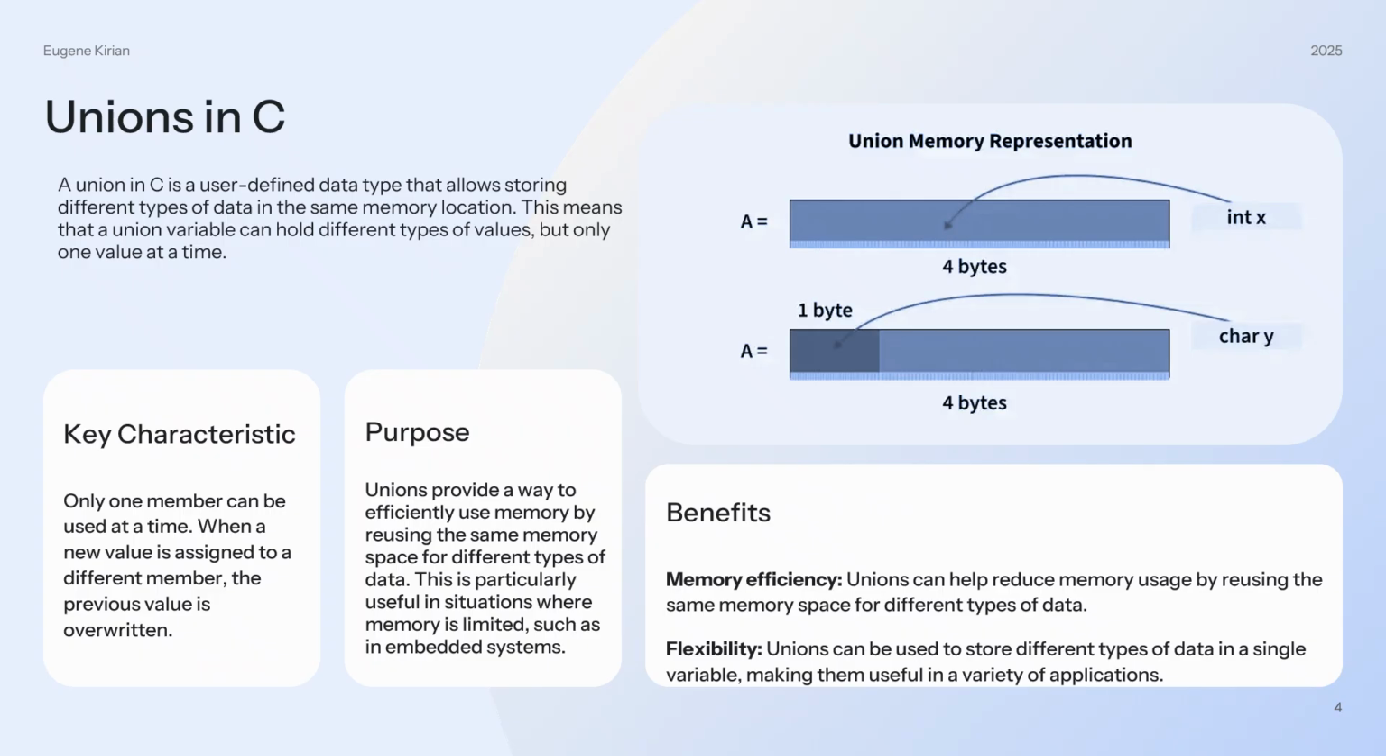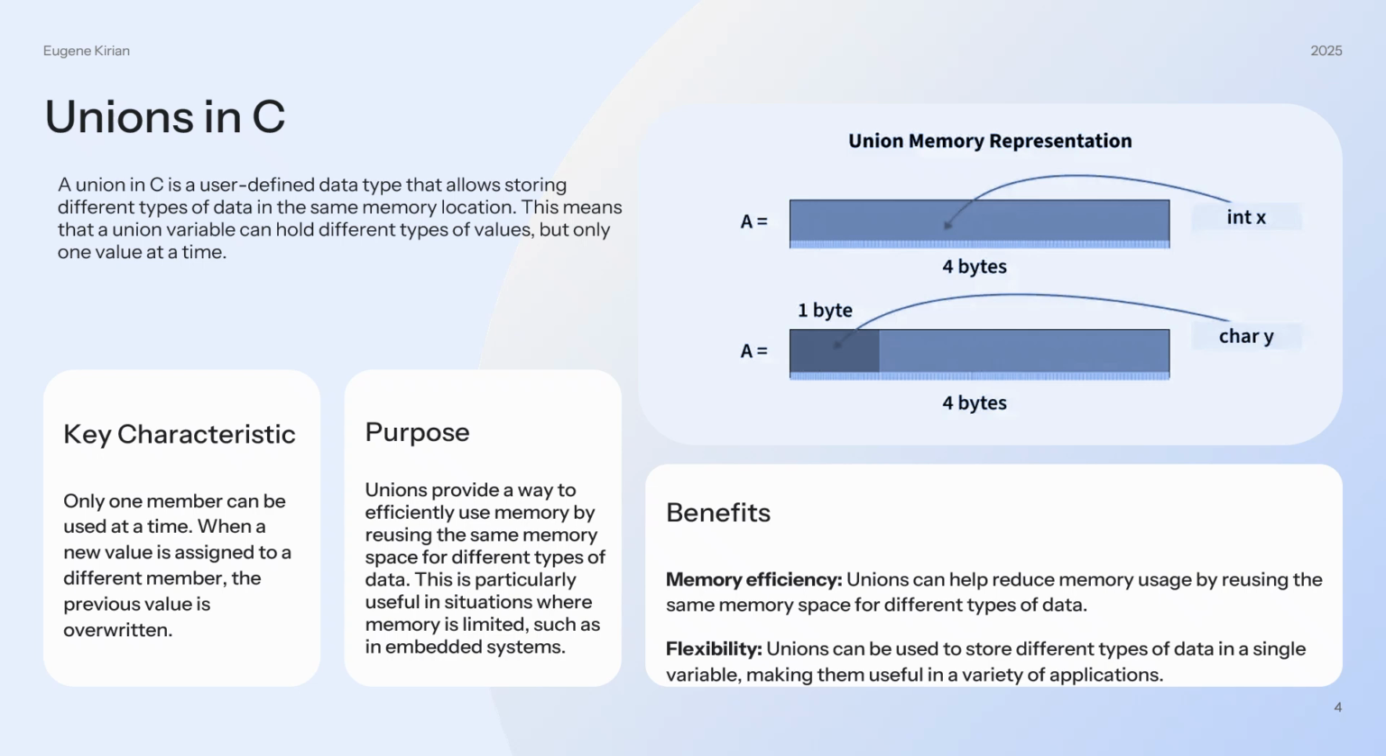In C programming, a union is a user-defined data type that enables storing different data types of data in the same memory location. This allows for efficient memory use, particularly in environments with limited resources, such as embedded systems. A union's key characteristic is that only one member can be utilized at a time. Assigning a new value to a different member overrides the previous value. The primary benefits of unions are memory efficiency and flexibility. By reusing memory space for different data types, unions can reduce memory usage. This makes them suitable for applications where memory conservation is crucial.